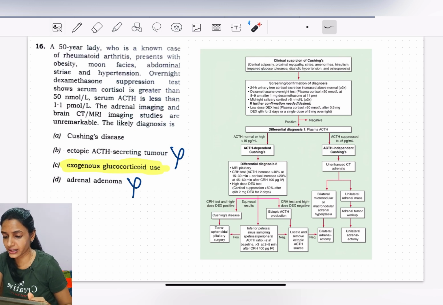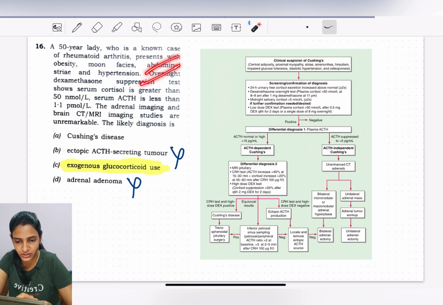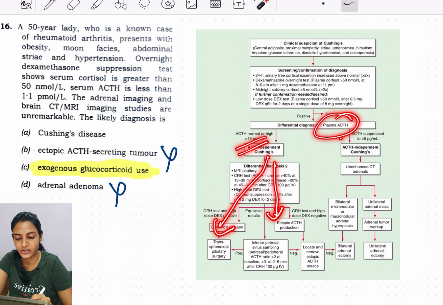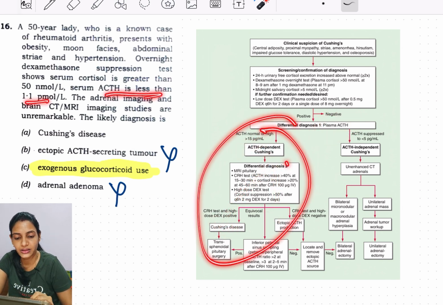Next they are given a case. You should know the clinical suspicion of Cushing. If you have it by the case history, then you should do the plasma cortisol test by giving dexamethasone. If the plasma cortisol is more than 50, in this case it was greater than 50, then you should check the plasma ACTH. If plasma ACTH is more than 50, then you will think about Cushing and ectopic ACTH production, but in this case it is less than 1.1, so it cannot be this.